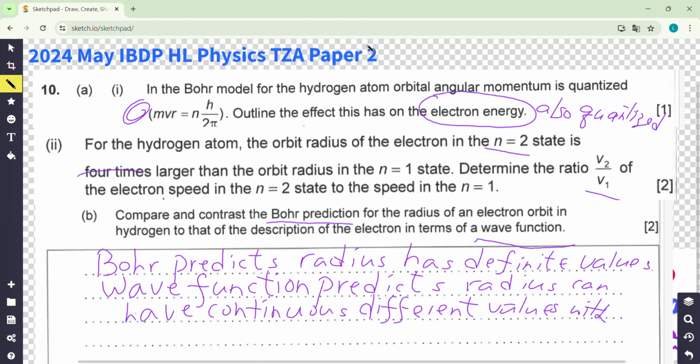Of course, the most popular one is Bohr's prediction, right? With different probability. Probability is important. Wave function is a probabilistic model. So that is the difference between these two predictions. Bohr gives definite values R1, 2, 3, 4, 5, 6. Wave function is around R1, 2, 3, 4, 5, 6, and the difference is that it allows continuous values with different probability.